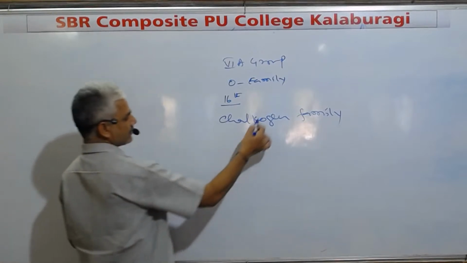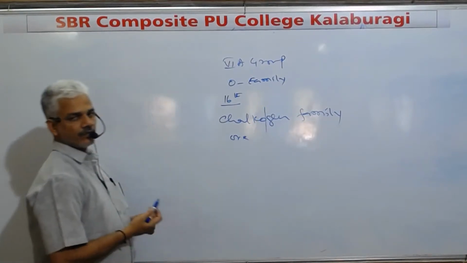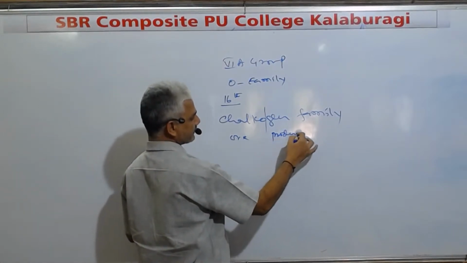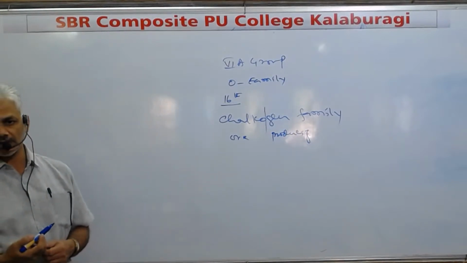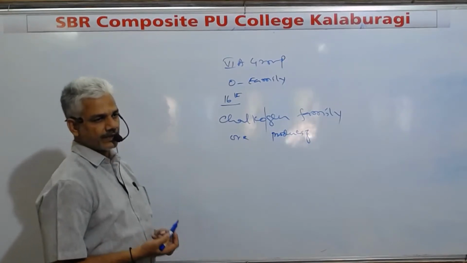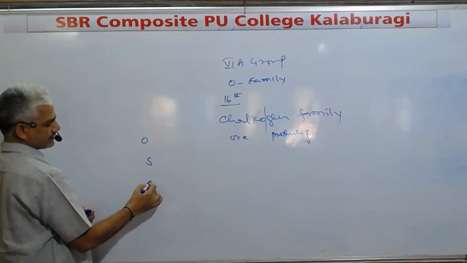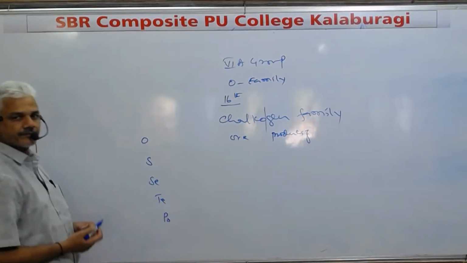What is meant by chalcogen? Gen means produce. These elements are mostly associated with what? Ores. Particularly, what are the various elements present? Oxygen, sulfur, selenium, tellurium, polonium.